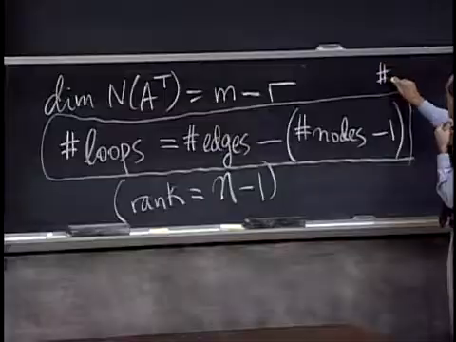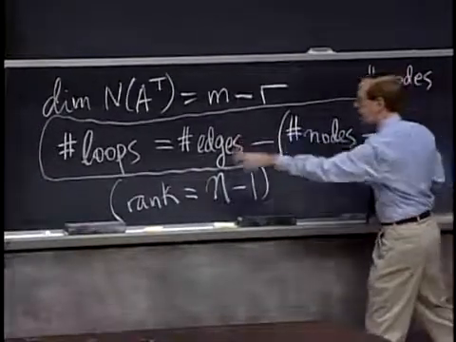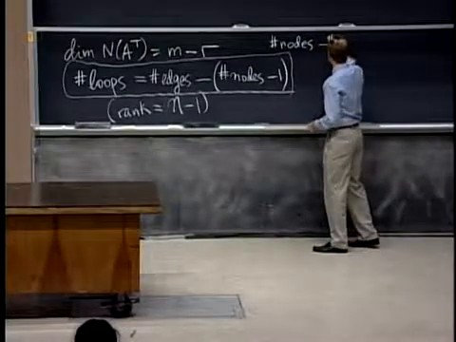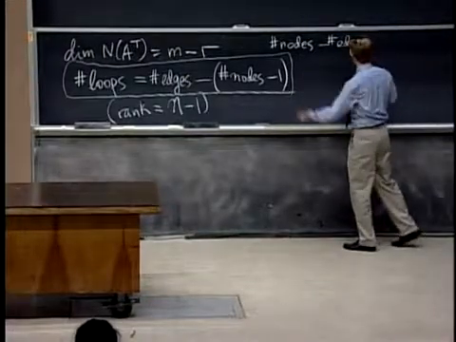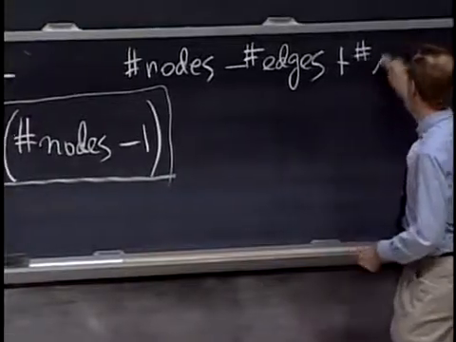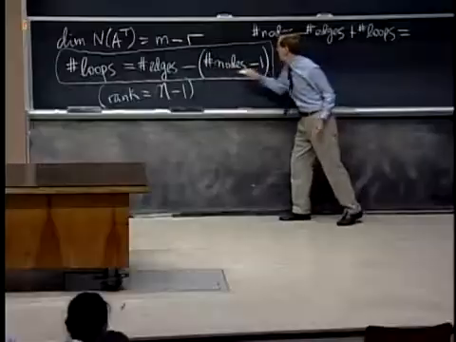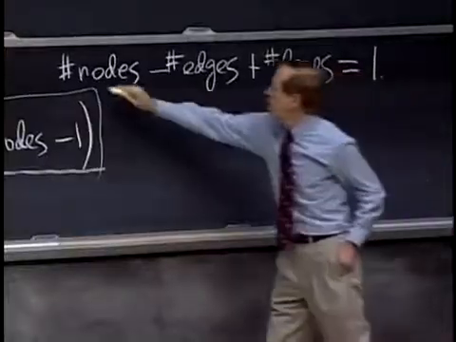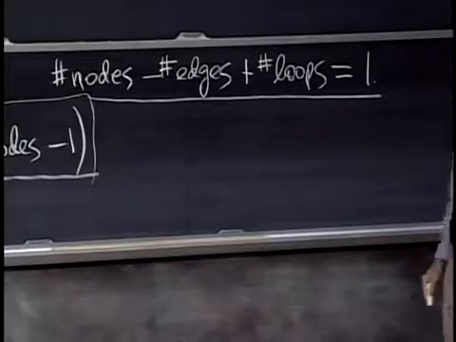So the number of nodes, I'll move that to the other side, minus the number of edges, plus the number of loops, is, I have minus 1 is 1. The number of nodes minus the number of edges plus the number of loops is 1.